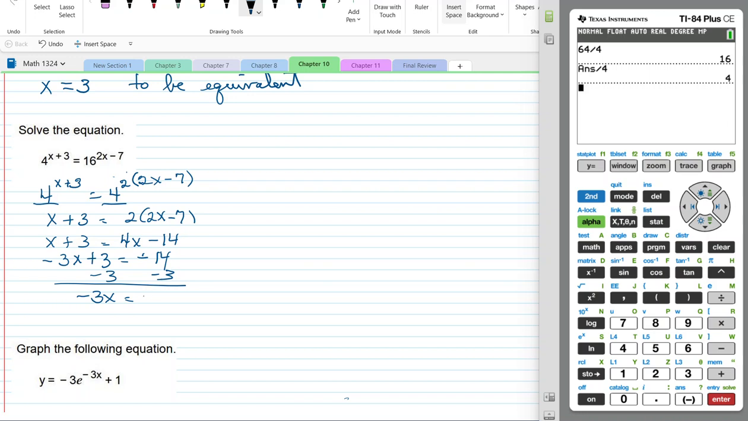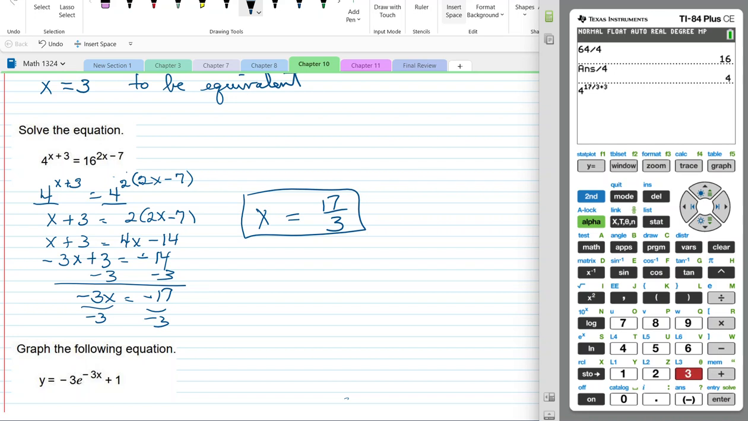That's a negative 17. I'm going to divide by that negative 3. Therefore, x must equal 17 thirds. All right. Well, we want to check that, see if I did the math right. So we're going to enter 4 up caret, and I'm going to put my answer 17 divided by 3 plus 3. In case I made a mistake, you know. And I'm going to hit enter.